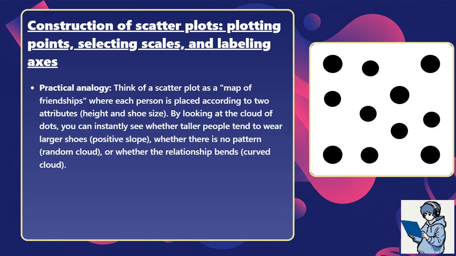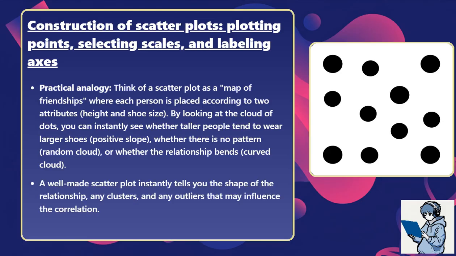Practical analogy. Think of a scatter plot as a map of friendships where each person is placed according to two attributes: height and shoe size. By looking at the cloud of dots, you can instantly see whether taller people tend to wear larger shoes, positive slope, whether there is no pattern, random cloud, or whether the relationship bends, curved cloud.